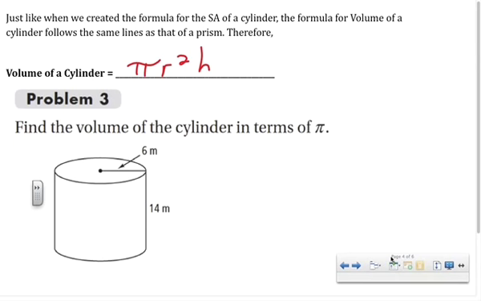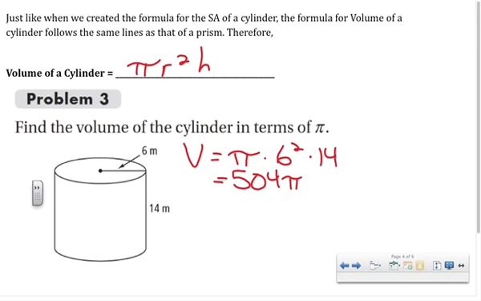So in problem 3, we're asked to find the volume of this cylinder and leave it in terms of pi. Oh, what's Caitlin's favorite phrase? That's exactly what you're doing. They have given you everything that you need in order to just plug and chug it into the formula. So volume equals pi times 6 squared times 14. I believe that gives us 504 pi cubic meters.